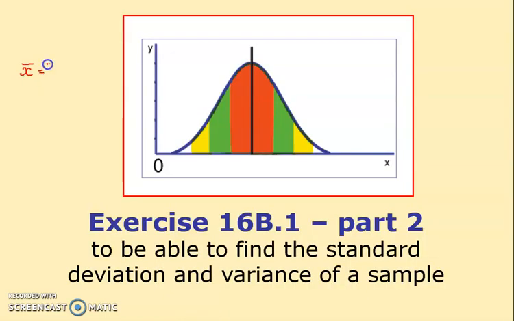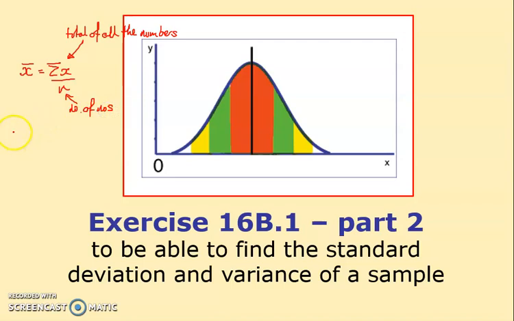X bar equals sigma x over n. Now I should point out what this sigma x means. It means the total of all the numbers that you have in your sample. So that's the total of all the numbers. Obviously n stands for the number of numbers that you have. I'll just write that as well, number of numbers.